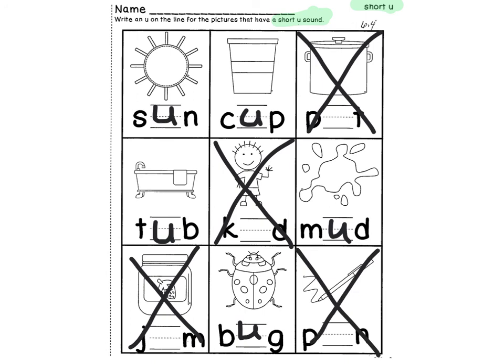Your job is going to be to go through both of these pages just like I did. Write in the letter that it is asking for, and if you don't hear that sound, I want you to put an X on it. When you're done with both, make sure that you hit save and then hit submit.